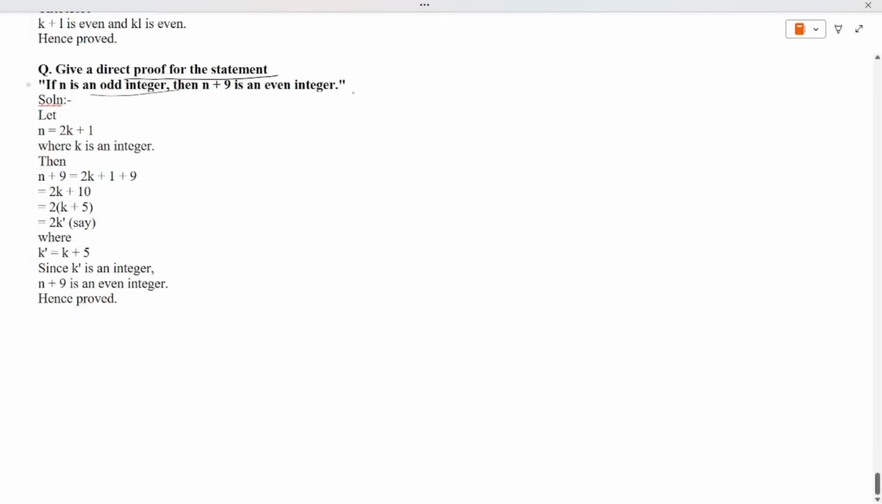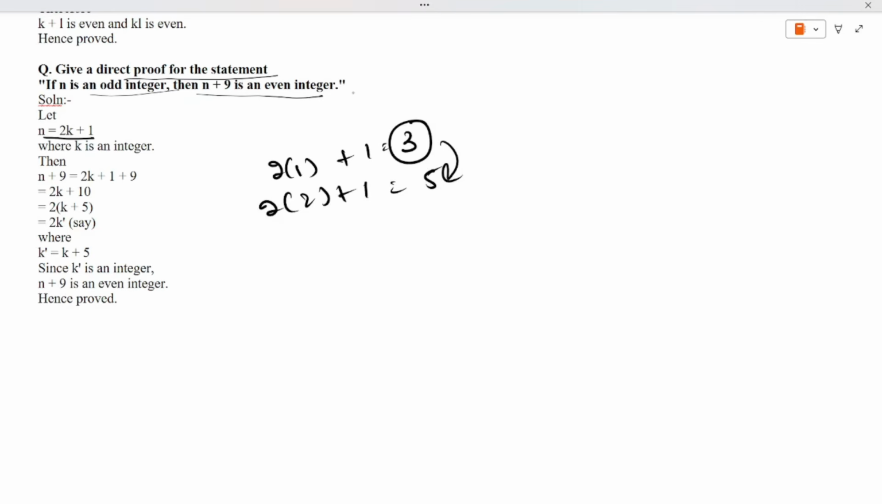If n is an odd integer, then n plus 9 is an even integer, you have to prove. Now what will you take? n is equal to 2k plus 1, that is an odd integer, right? 2 into 1 plus 1 will be what? 3, that is an odd integer. 2 into 2 plus 1 will be what? 5, the next odd integer. So you will be considering 2 into k, some integer value, and to get the odd number you will be taking it.